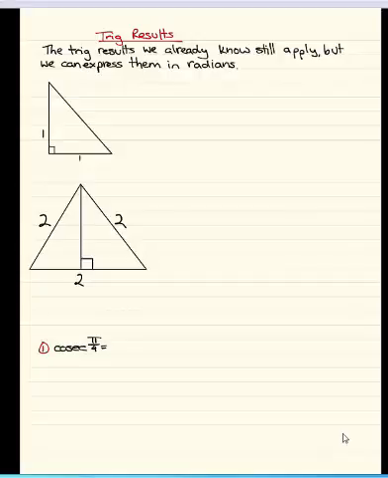Okay, so these angles here are pi over 4, so is this one. And using Pythagoras, we know that if it's 1 and 1, then the hypotenuse is root 2. So from that, we can say that sine of pi over 4 is equal to 1 over root 2, and cos of pi over 4 is going to be the same thing. And that tan of pi over 4 is opposite over adjacent, which is just 1.